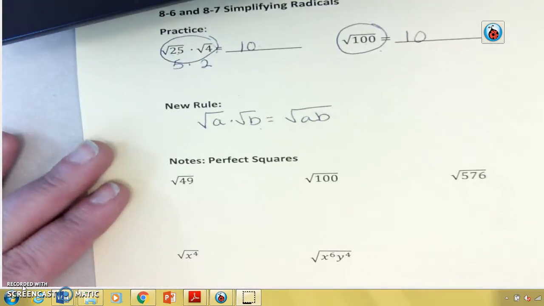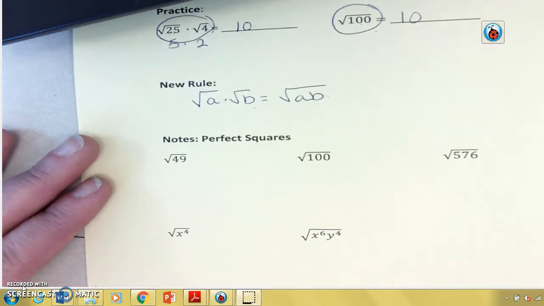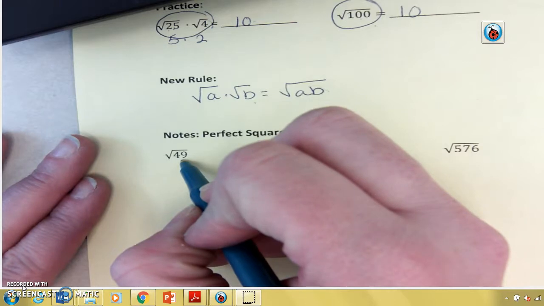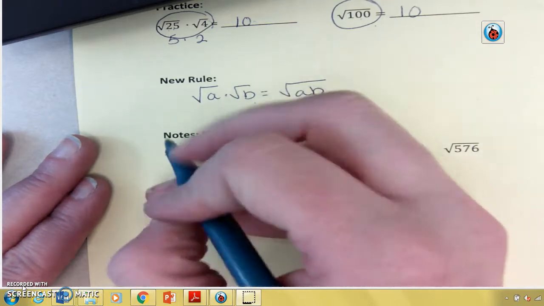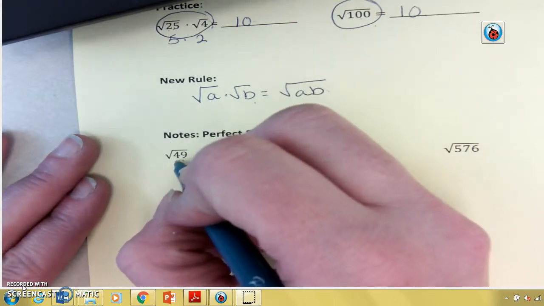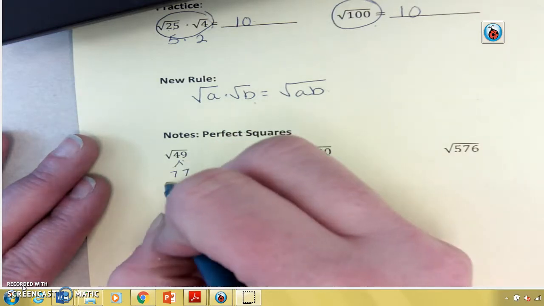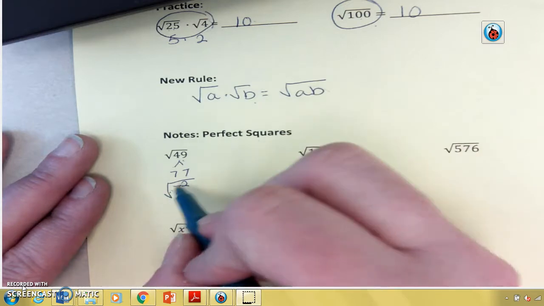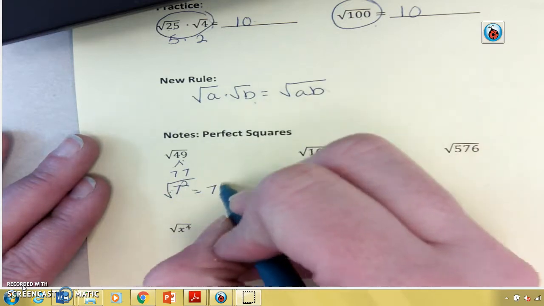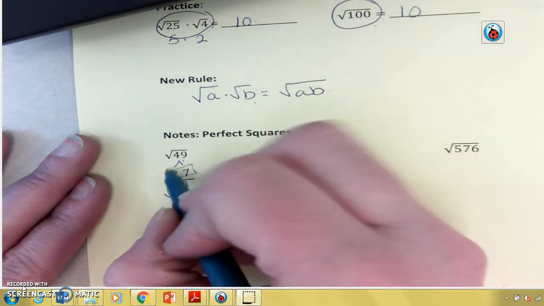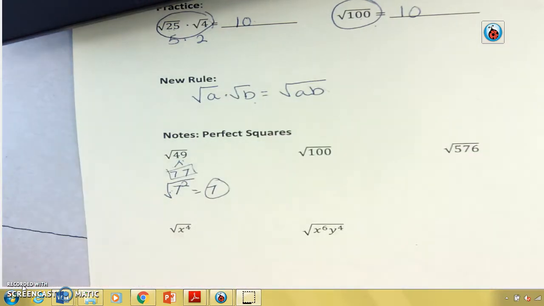Okay, perfect squares. These are ones that we know and have done before. I'm guessing most of you are like, oh, the square root of 49 is 7. The reason being is if I make my factor tree and I do 7 times 7, we get 7 squared is 49, and a square root and a square kind of undo each other, so my answer is 7. Or you can think of it as we look for what there is two of. There are two 7s, so there's a group of those.